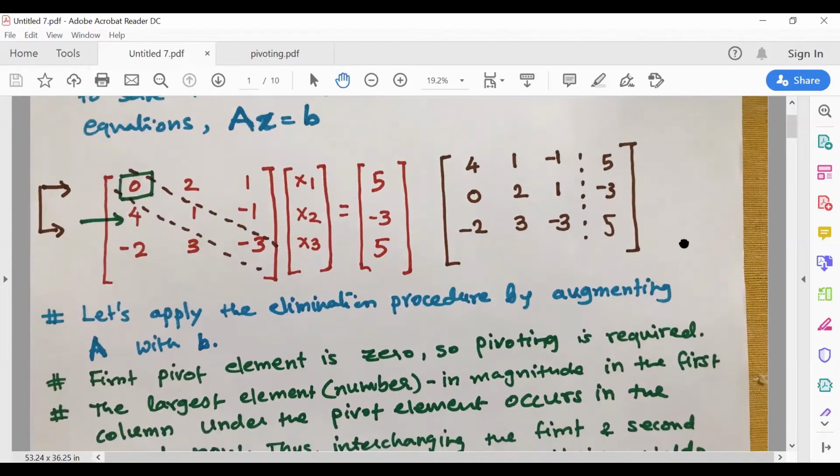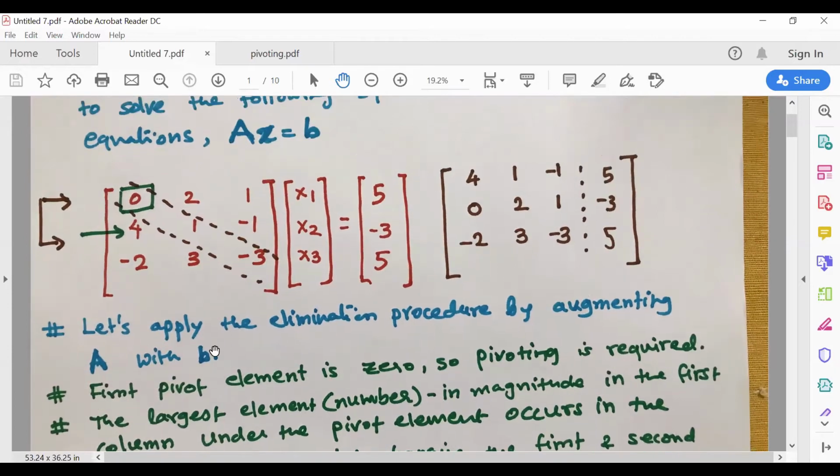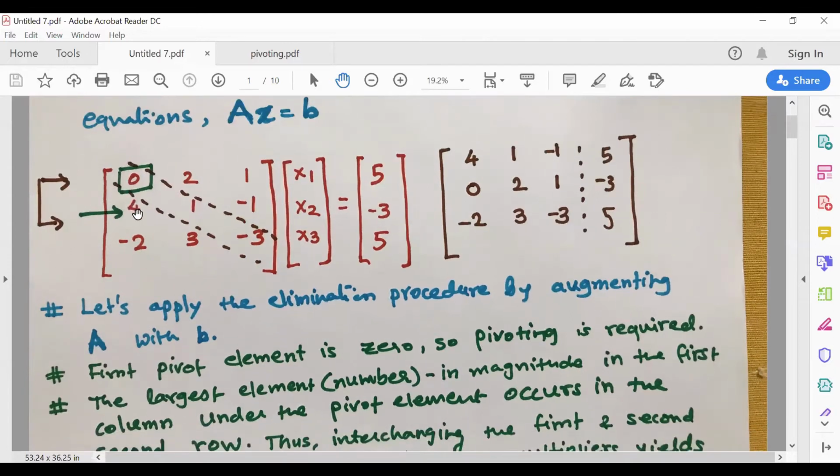Because the first pivot element is 0, we are applying pivoting operations. Please understand, you have to look at the largest number in the first column, in the first place of all the rows. In the first column, the largest number is 4. So we can interchange the first and the second row.